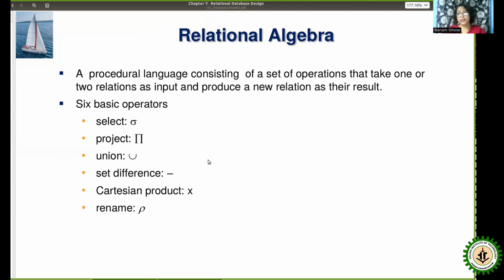Now coming to relational algebra. Relational algebra is basically a collection of operations. So what are the operations? The basic operations are 6 basic operations. You can see select, which is defined by sigma, then project, which is implied by this pi symbol, union, the traditional union symbol, set difference, the minus symbol, Cartesian product, the cross symbol, and rename, which is the rho symbol.